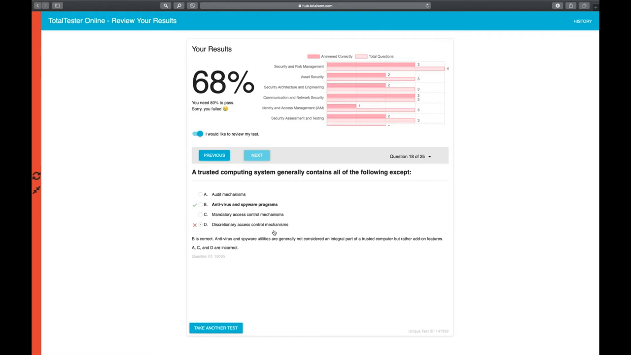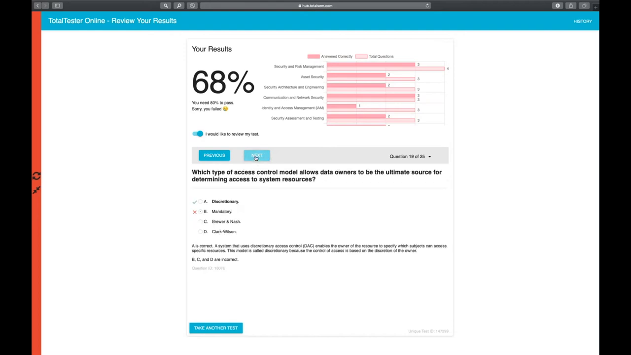Ooh, I was wrong about this one. You guys are right. Antivirus and spyware utilities are generally not considered an integral part of a trusted computer, but rather add-on features. Oh, goodness. Okay. And that's exactly what you're saying, right, Steve? Yeah, because I was thinking third party. I know Microsoft comes with Defender, and I'm like, how about Linux? Linux doesn't really come with anything. Yeah, Linux has, I forget what they have, but I think it is a feature that has to be turned on. It's not on by default. Yeah, you were right again, Steve.